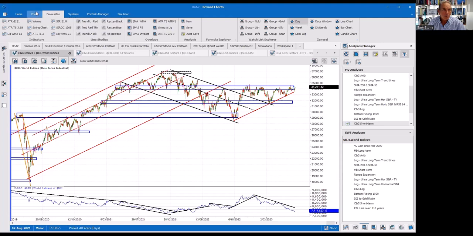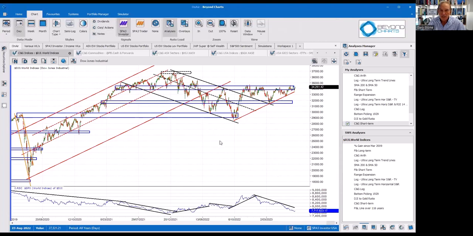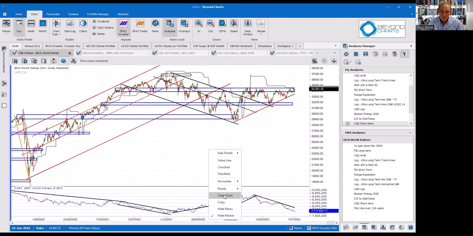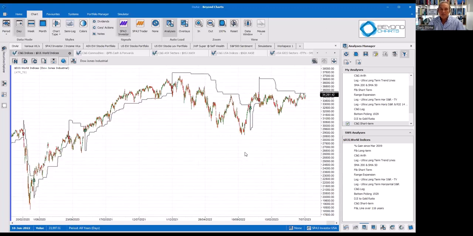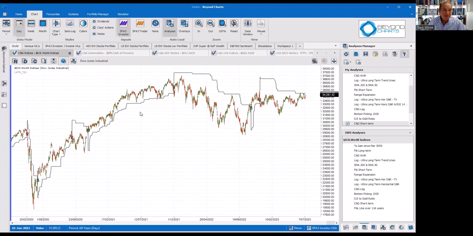One other thing we'll just quickly look at is what the rules-based system is saying over here. Pretty close to the breakout line, the sideways trending. So from a mechanical rules-based perspective, the Dow Jones has not given an entry signal yet.